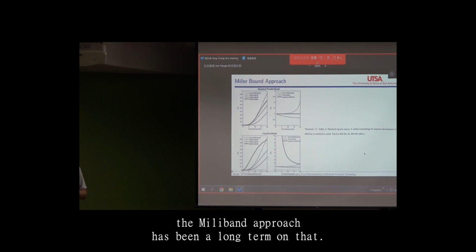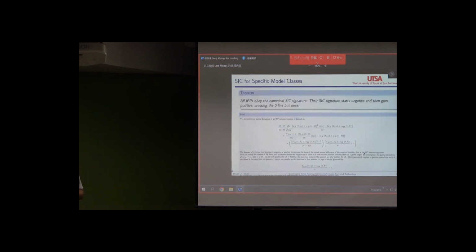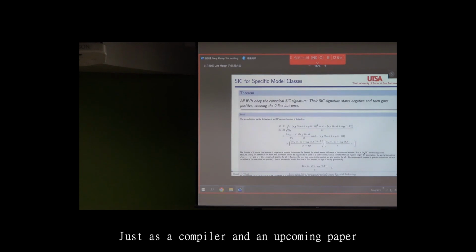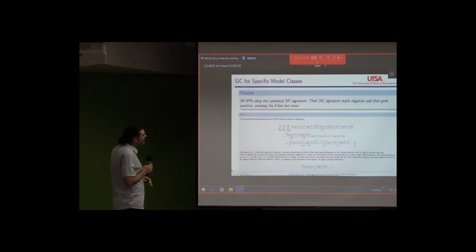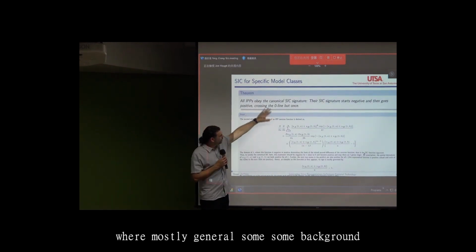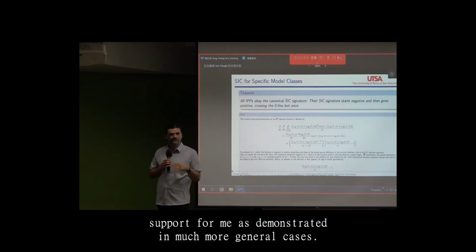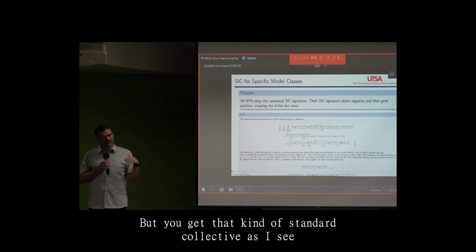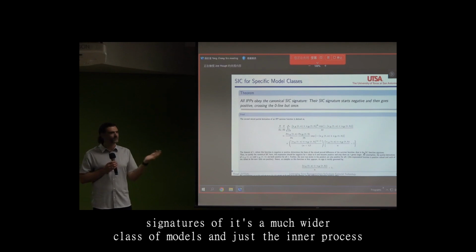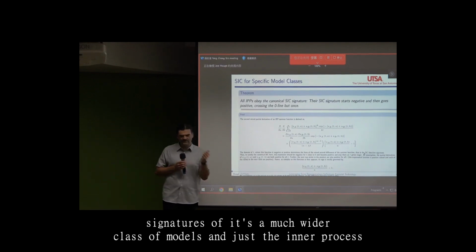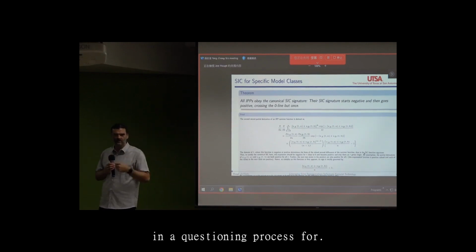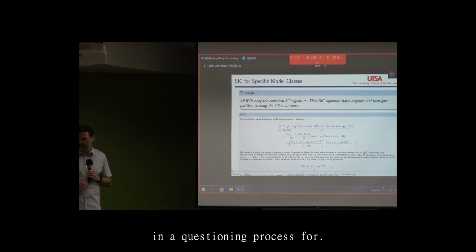The Miller-bound approach, I won't spend a lot of time on that. Just as a highlight, there's an upcoming paper where mostly Jim, with some background support from me, has demonstrated much more general cases, where you get the standard collective SIC signatures with a much wider class of models than just the Wiener process or the Poisson process that we work with.